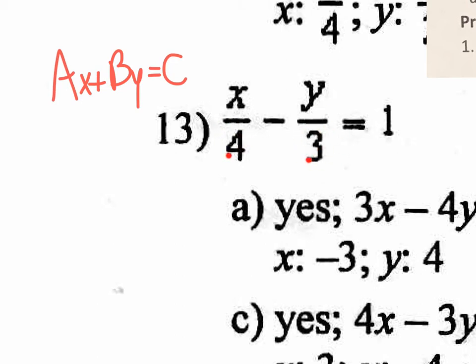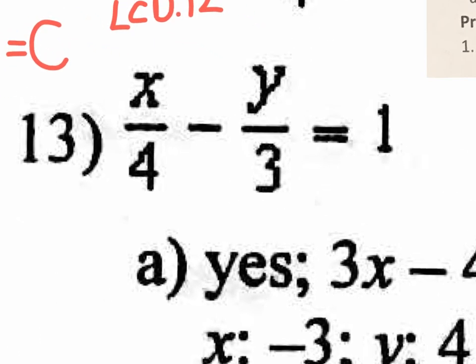So you could get rid of the 4 by multiplying by 4, multiplying by 4, multiplying by 4, and then multiplying this by 3, that by 3 to get rid of this 3. Or you could get rid of both fractions at the same time by multiplying by your LCD. What's the LCD in this case? What's the LCD of 4 and 3? 12. So we're going to multiply everything by 12 to get rid of those fractions.